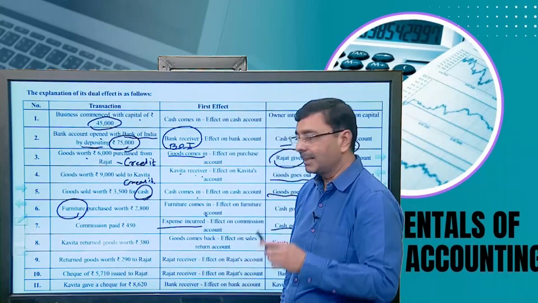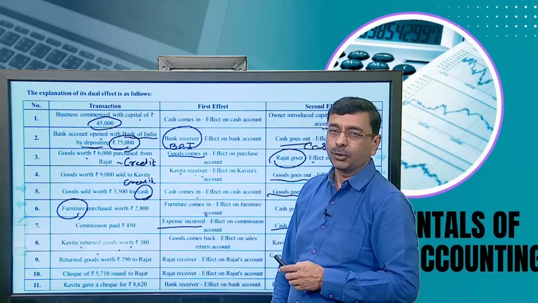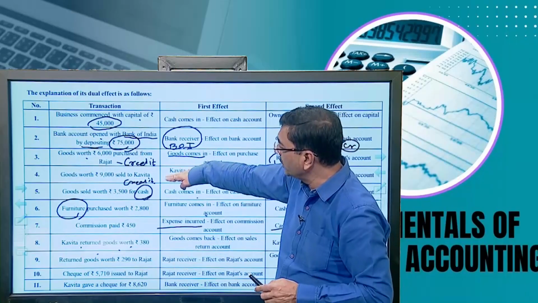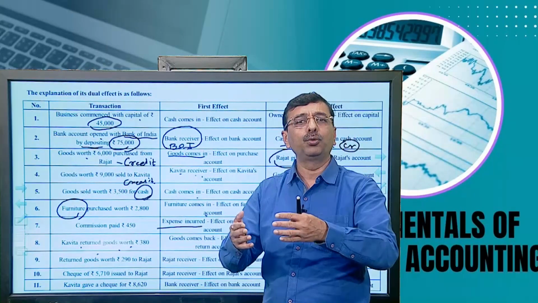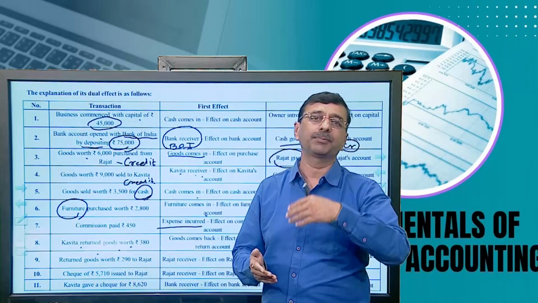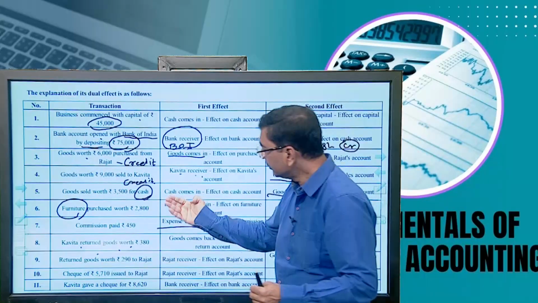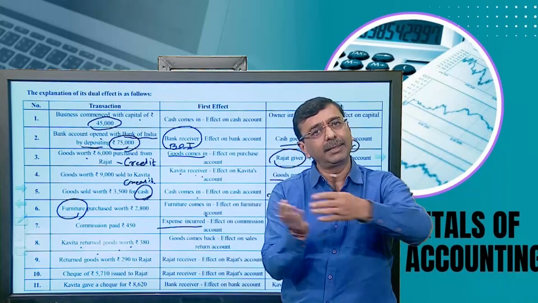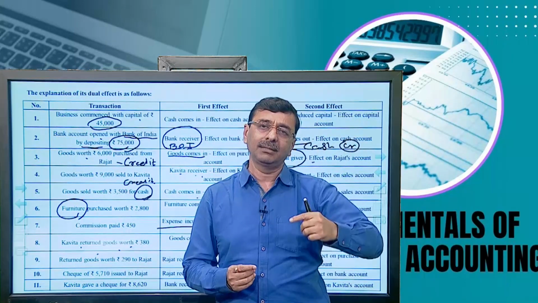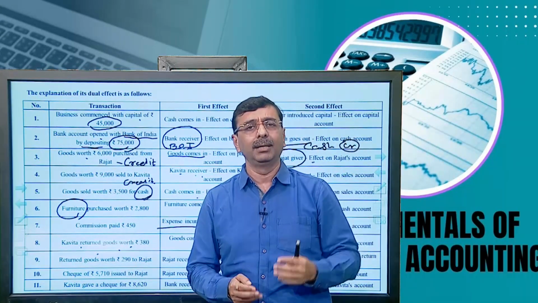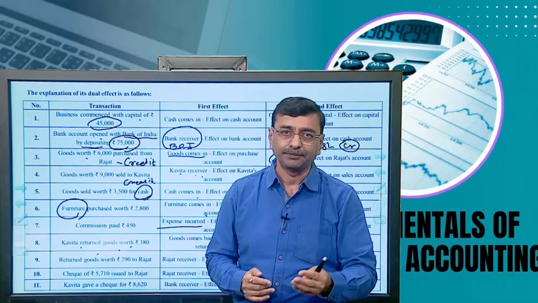One more transaction I'll take. Kavita returned goods worth rupees 380. So here we sold goods to Kavita, and from Kavita some amount of goods was not as per the sample or as per the requirement. That's why Kavita returned the goods. We sold to Kavita, and as it is returning from Kavita, who is returning? Kavita is returning. So Kavita is a giver.